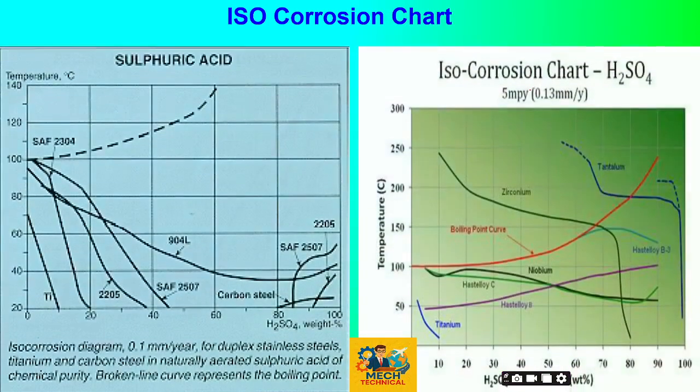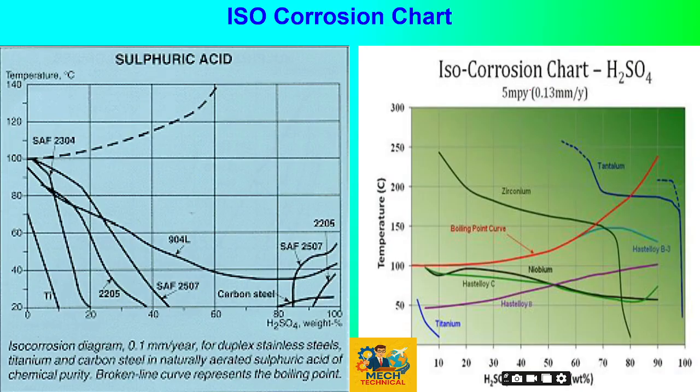Now this is an iso-corrosion chart for sulfuric acid for various metals. You can see here this is the sulfuric acid percentage and this side is the temperature in degrees centigrade. Up to here you can see this is the carbon steel. So carbon steel we can use only for approximately 98% concentration and at temperatures up to 20 or 30 degrees below ambient. But when our temperature or concentration increases, we have to upgrade the material.